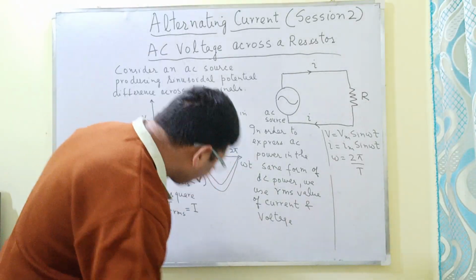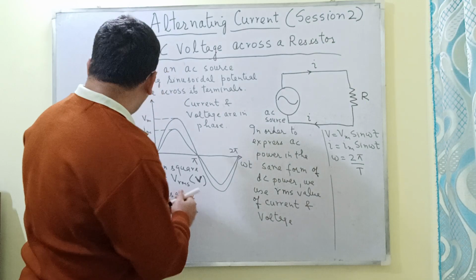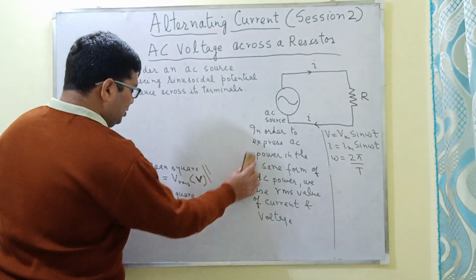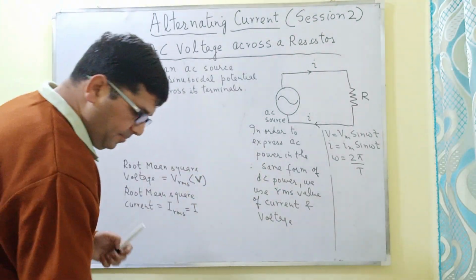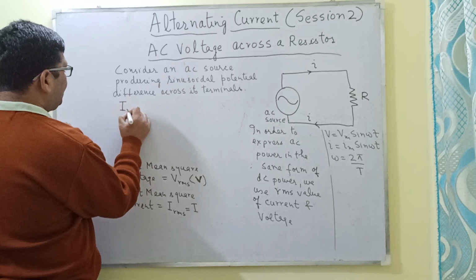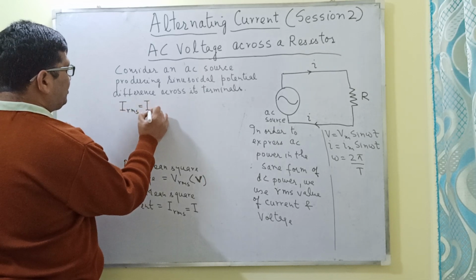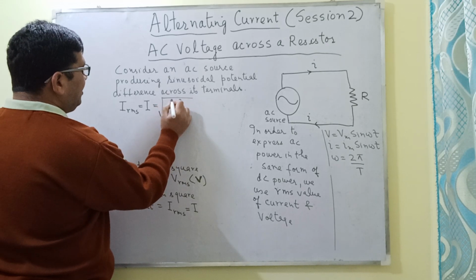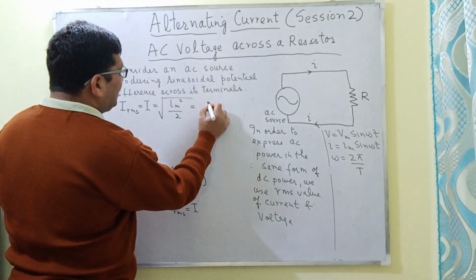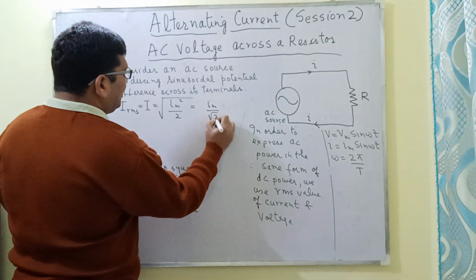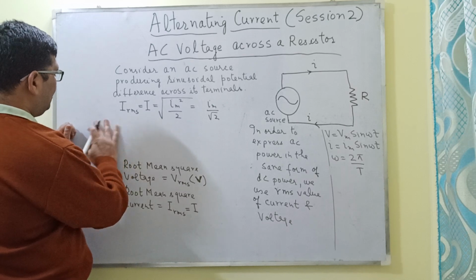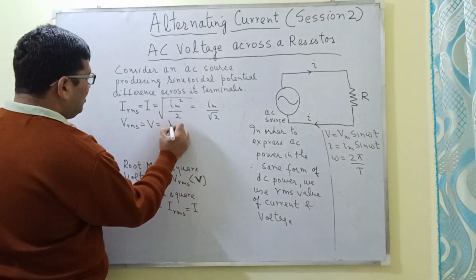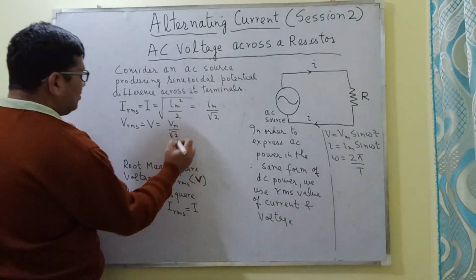IRMS, which is also known as I, is equal to under root of Im square divided by 2, or it is simply written as Im divided by under root 2. Similarly, VRMS, which is also known as V, is equal to Vm upon root 2.